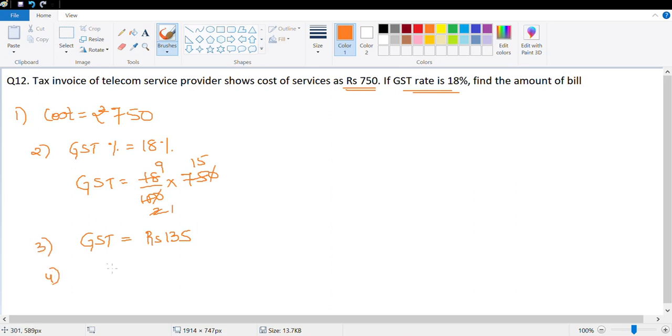Find the final amount of the bill. So bill would be equal to cost of the product, which is 750, plus the value of GST, which is 135. So that would be rupees 885. The bill value is rupees 885.